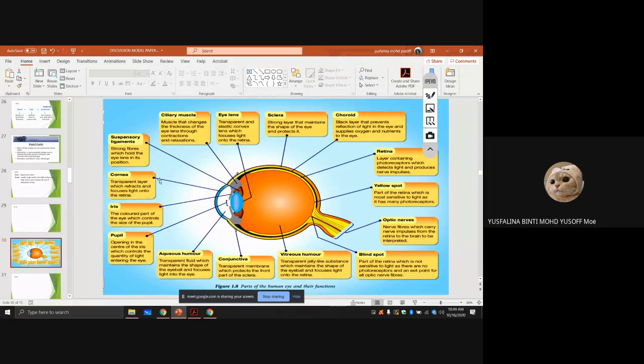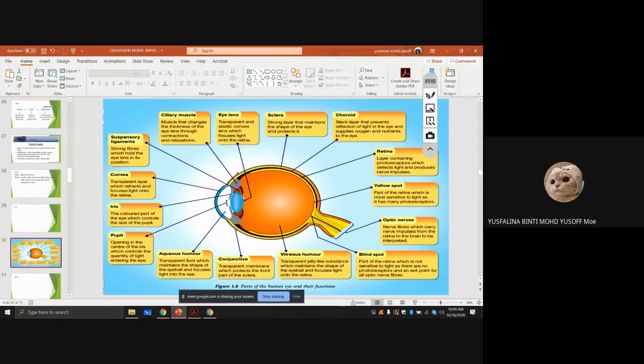Okay. And then this is the cornea. The cornea is a transparent layer which refracts and focuses the light onto the retina. So refraction occurs here, the blue part here.